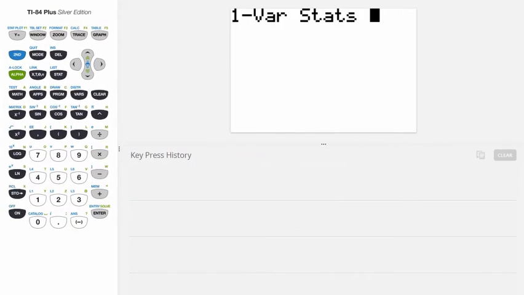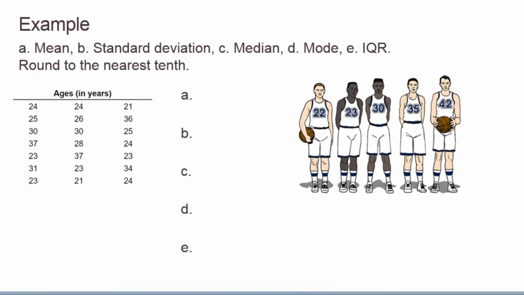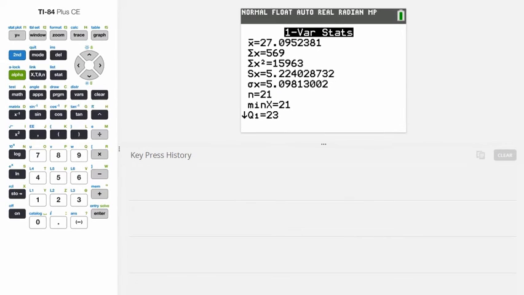If your screen happens to look like this, then you can just press your enter key. Either way, we can see that our mean is 27.095. So our mean is mu equals 27.1. Going back to our calculator, we want the standard deviation.